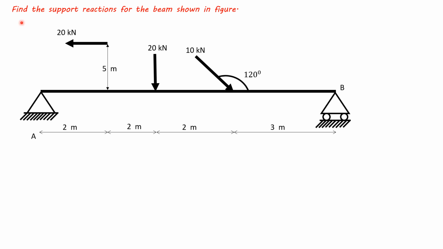Find the support reactions for the beam shown in figure. This is hinged support. This is roller support. This is horizontal force. This is vertical force. This is inclined force at 120 degrees to the horizontal and 60 degrees to this side horizontally.